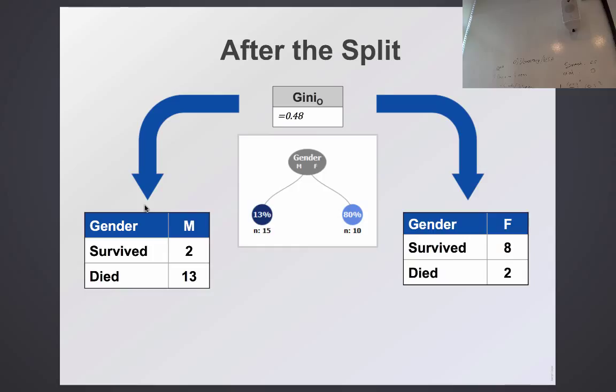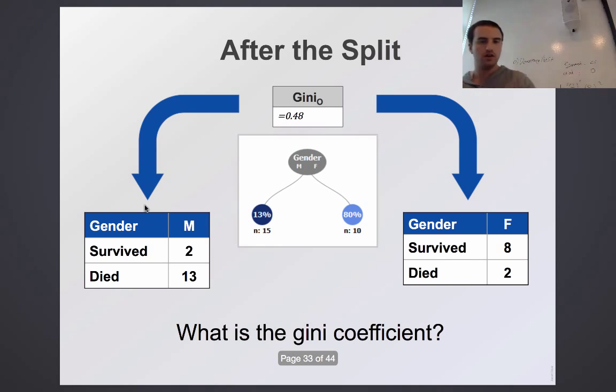2 subcategories. Of the 15 males, we have a survived and a died. Of the 10 females, we have a survived and a died. What is the Gini coefficient for each one? Each of these has a Gini coefficient, and you calculate it the same way as you would with the 25 people. Same survived, died, except the difference is the total is no longer 25 people. The total here would be 15. The total here would be 10.